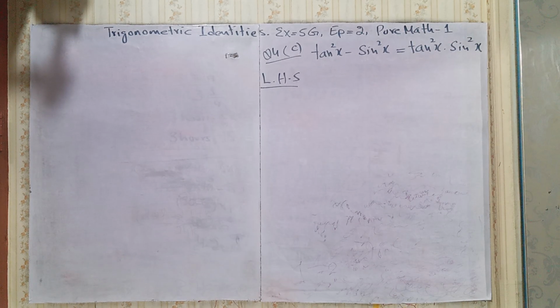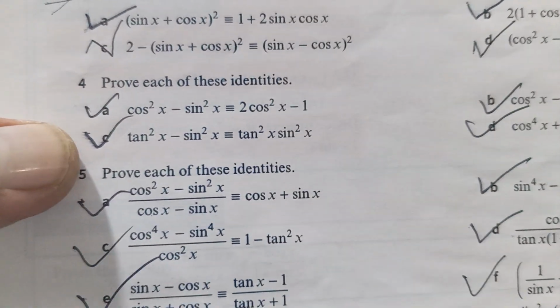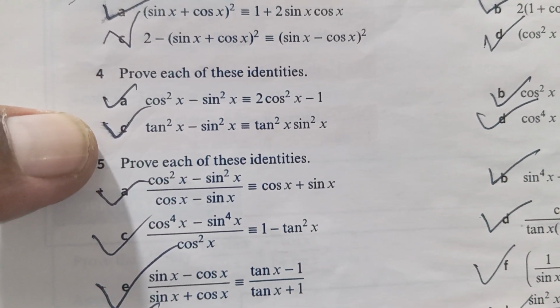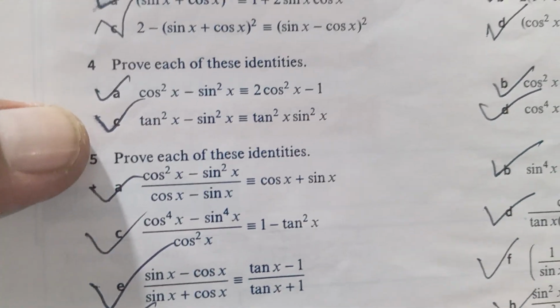So my dear students, now we will work on the question number 4 and its C part. Let me show you the question. The question number 4, its C part. Prove each of these identities. Tan square x minus sin square x is equal to tan square x sin square x. We have to prove that.